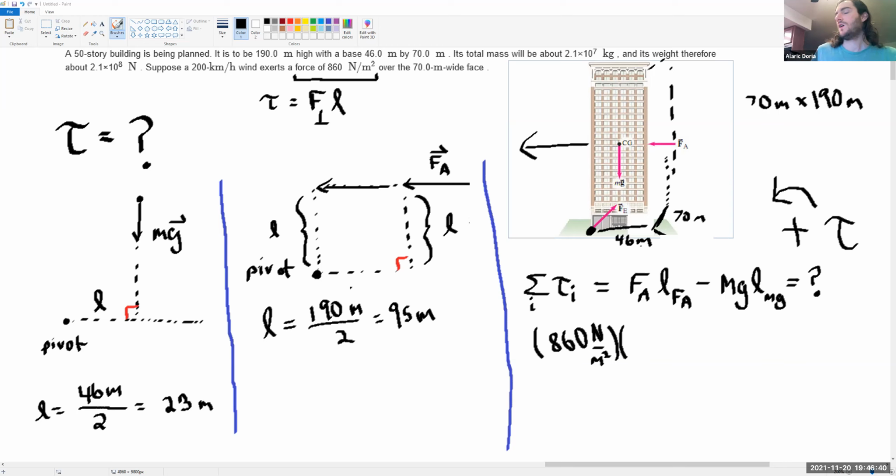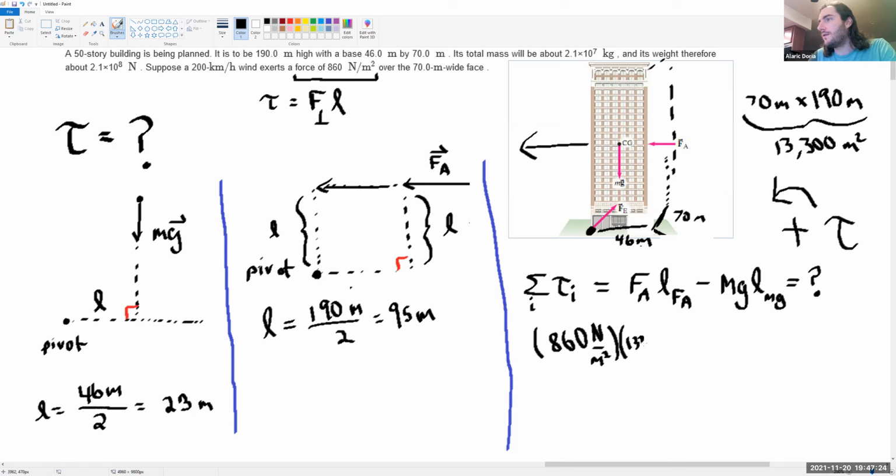Okay, so we need to calculate the total force on the side of this building here due to the wind. The wind is exerting a pressure on the side of the building, 860 newtons per square meter. And the side lengths of that rectangle for that building are 70 meters by 190 meters. So we need to punch that into a calculator. I'll do that with Wolfram Alpha. So 70 times 190 here, that's 13,300 square meters.